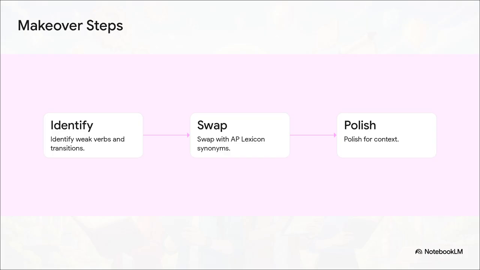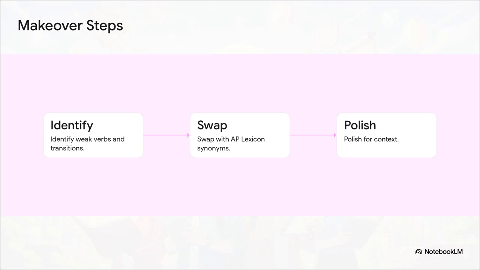Step 1, we identify the weak spots, those low-register verbs and informal transitions. Step 2, we swap them out with our sophisticated AP Lexicon synonyms. And Step 3, we polish the rest of the sentence to make sure the context and grammar are perfectly aligned.